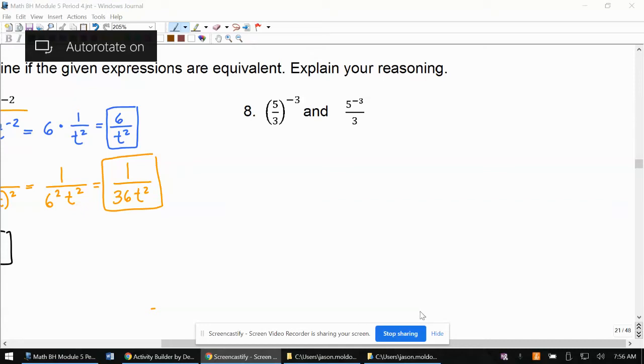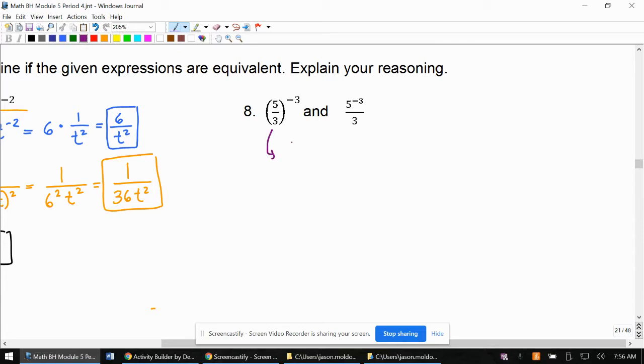Number 8, we're going to see if these are equivalent. So we'll start with the fraction 5/3, all raised to the negative third power. And now that we've more or less dealt with all the exponent properties, there's a little more flexibility with what order you apply the properties. But I'm going to start with first applying the -3.